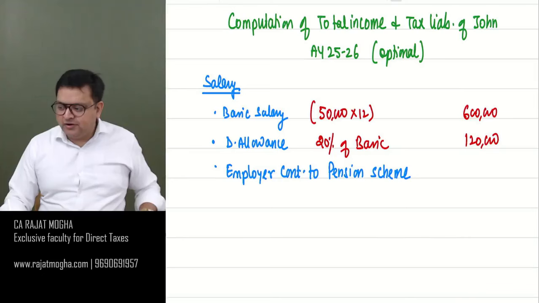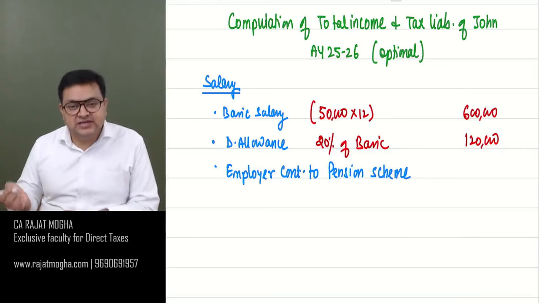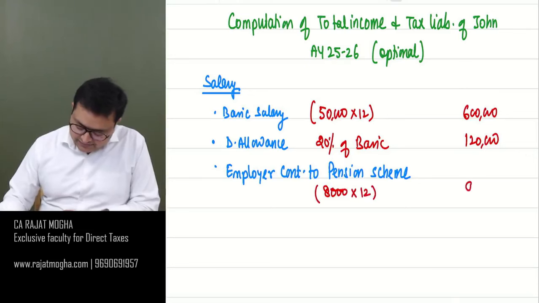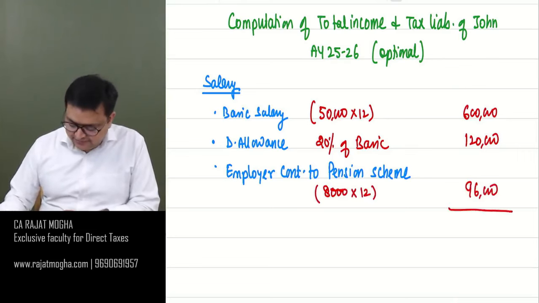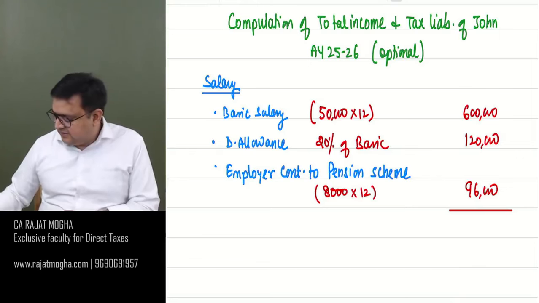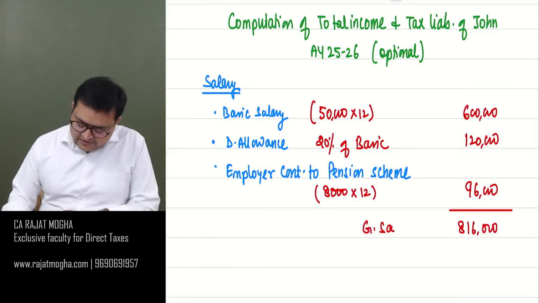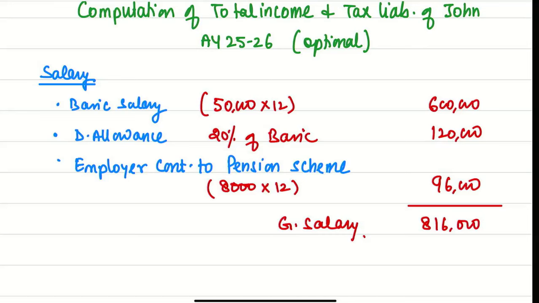And how much is the employer contributing? Employer and employee both are contributing 8,000 per month each. So employer is also contributing 8,000 per month into 12, 96,000. So it is 8,16,000. Correct, Shagna? 8,16,000. This is the gross salary. Everybody has done till here.